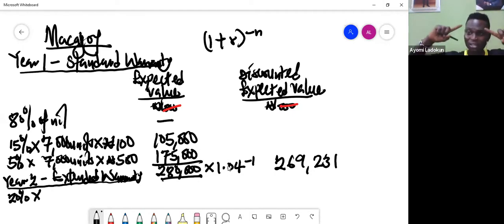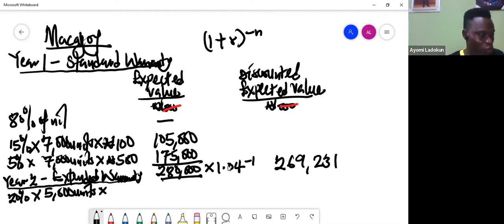Remember, all the customers are entitled to a standard 1-year warranty, and they sold all the 7,000 items in the first year. But when I come to the second year, extended warranty, it is only the major customers. So if we check under extended warranty, we have 5,000 units. So you will not use 7,000. It will be 5,000 units, because those will be the only people entitled to extended warranty. So we now say 20% of the items sold have minor defects.